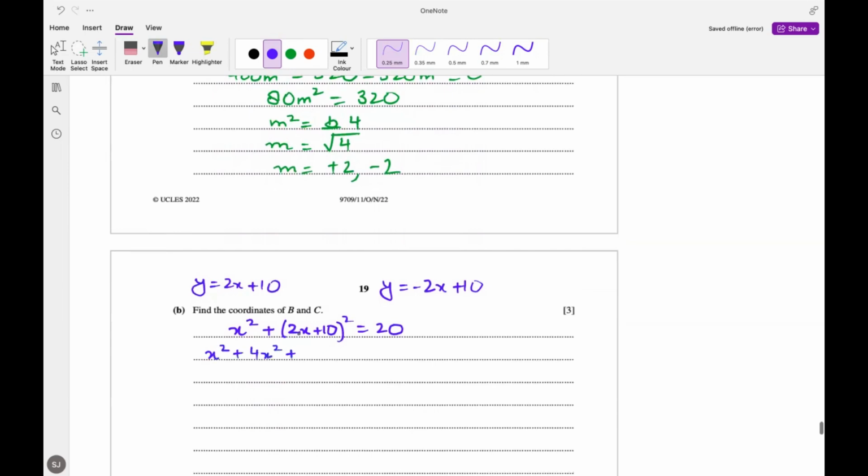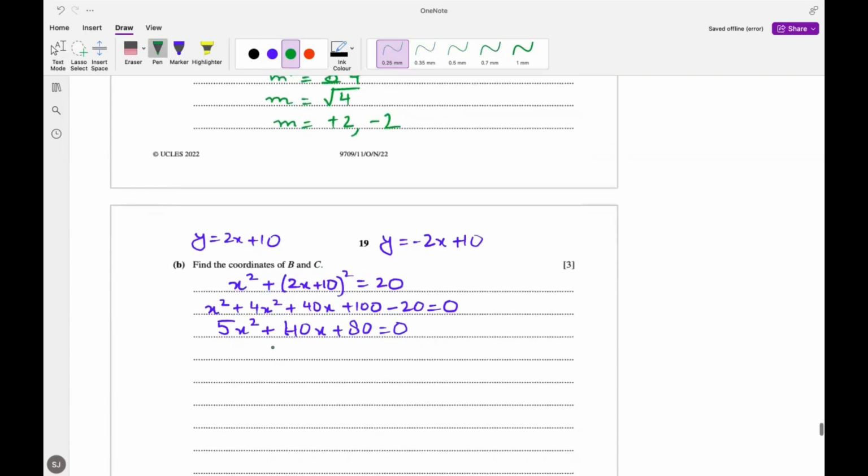So 2 times 2, 4 times 10 will become 40x plus 100, and then we can bring the 20 on this side. So this will be minus 20 equals 0. Simplifying this, we'll get 5x squared plus 40x plus 80 equals 0.